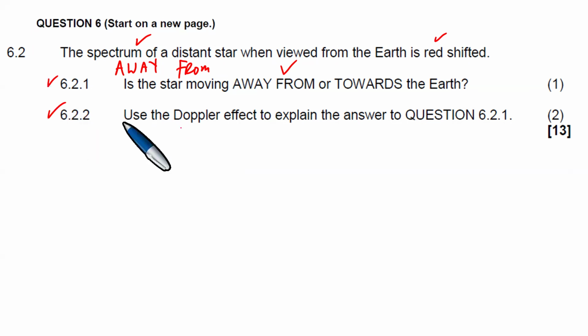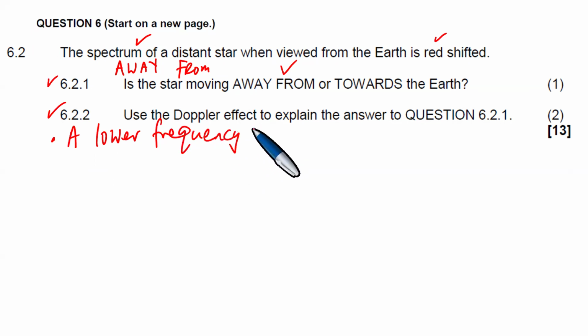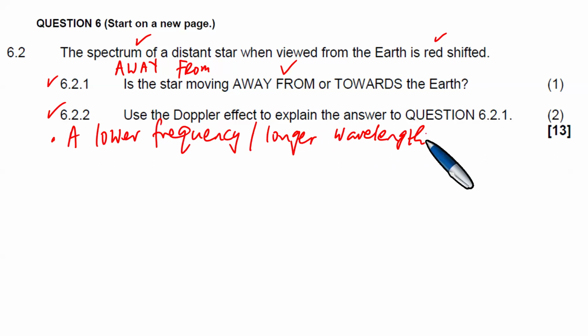Question 6.2.2: Use the Doppler effect to explain the answer to 6.2.1. 2 marks. Okay, let's use the Doppler effect to explain this. A lower frequency, or what we call a longer wavelength, is detected.